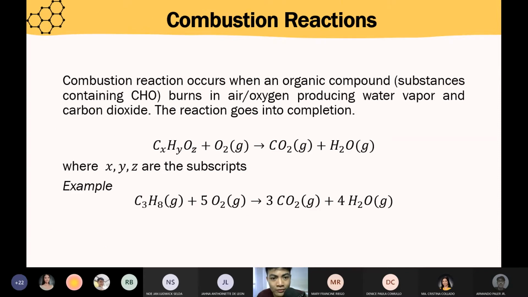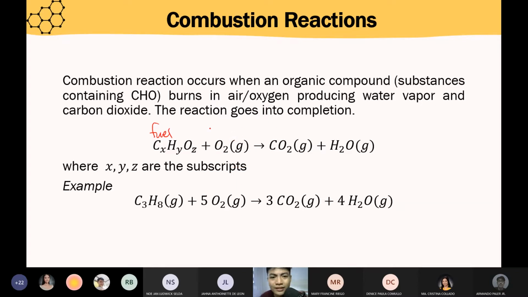I know you are familiar with this one. What happens here is that you have your fuel, reacting with oxygen in the air to produce carbon dioxide and water. When we say oxygen in the air, that's always written as O2. Kaya pag sinabing air, O2 din yan, because this is the molecule that allows combustion to happen.